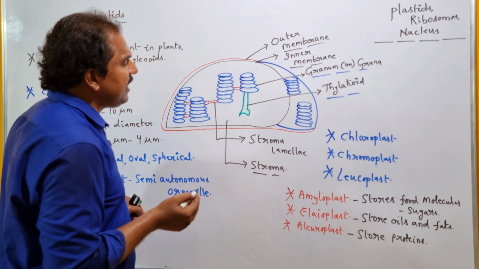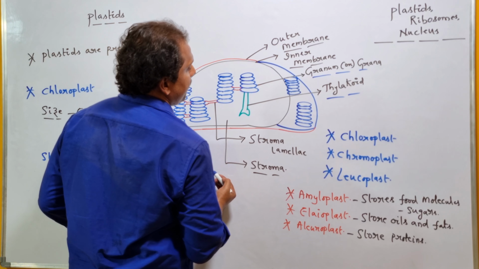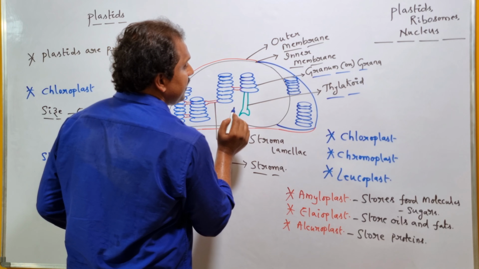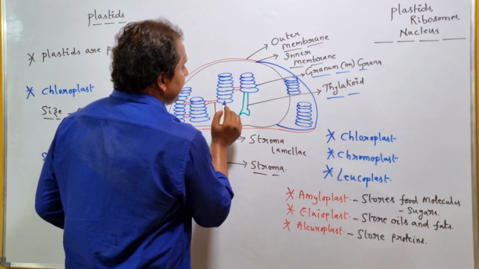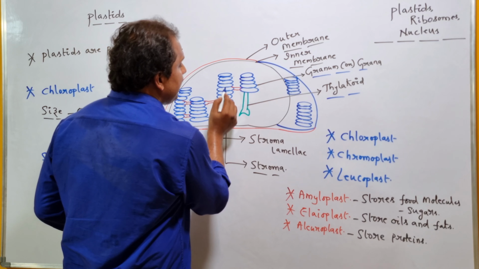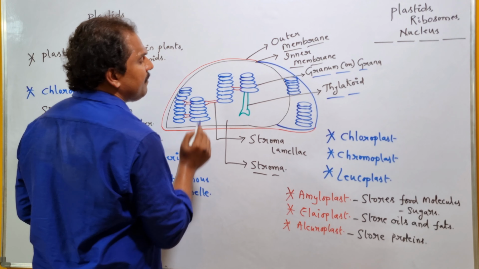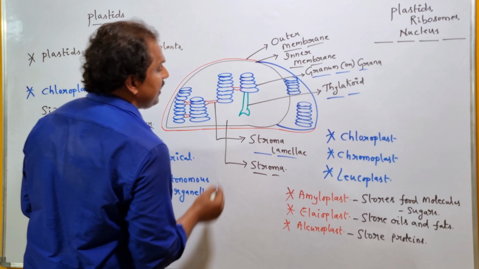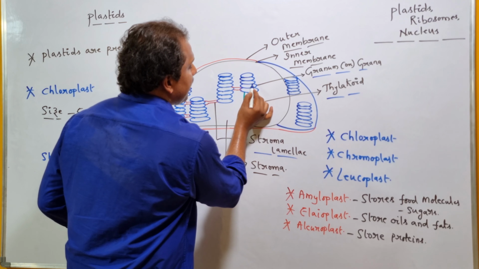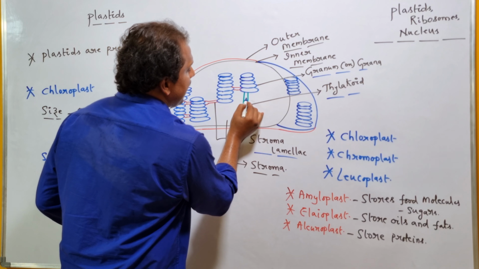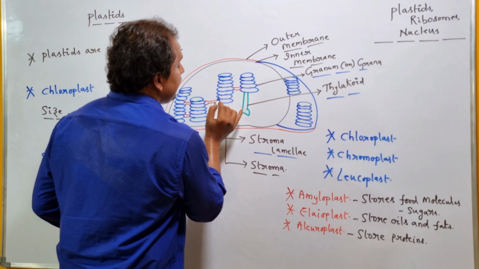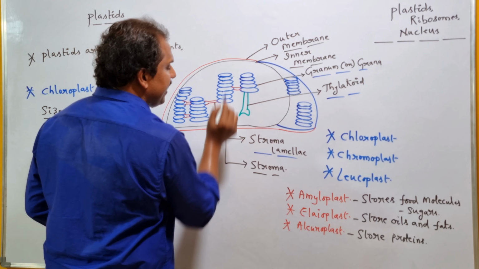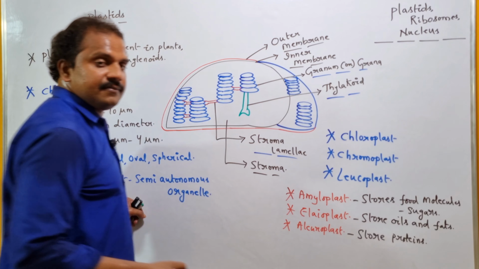Is it clear? And here the specific granum or grana which is present on the surface of the thylakoid is capable of interconnecting with the neighboring or adjacent thylakoid granum or grana by taking advantage of a specialized region which is nothing but what? Stroma lamellae. Is it clear?